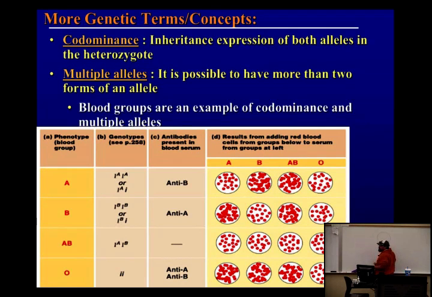So we have a cell, right? And we have 2 alleles for blood groups. And this is an example of multiple alleles. You guys probably know about blood groups. So what are the different blood types?